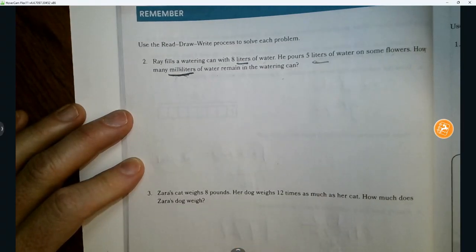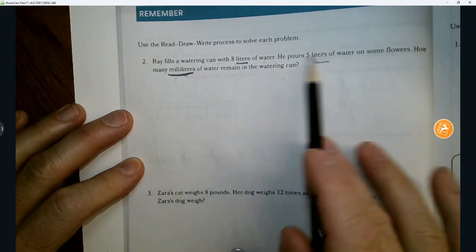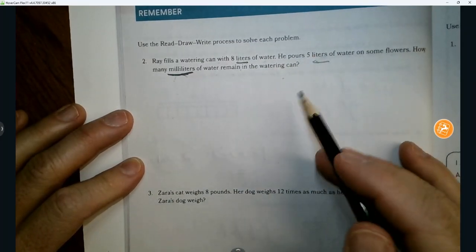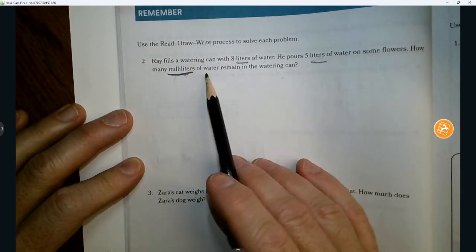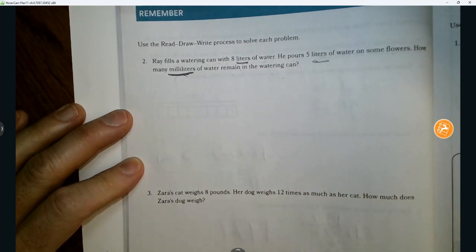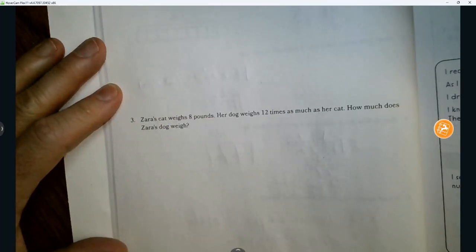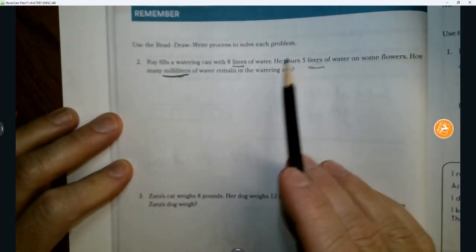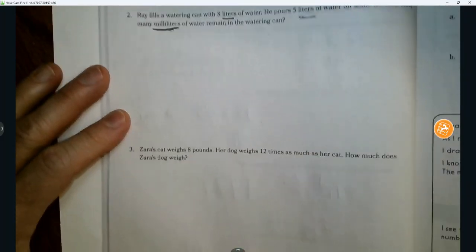Oh, they got you there. How many milliliters are in a liter? How many milliliters are in 1 liter? Okay, so do your subtraction problem here. Then once you get that answer, you have to multiply that by how many milliliters you get in 1 liter. See, they're trying to trick you. They're seeing if you're paying attention to your units of measurement.